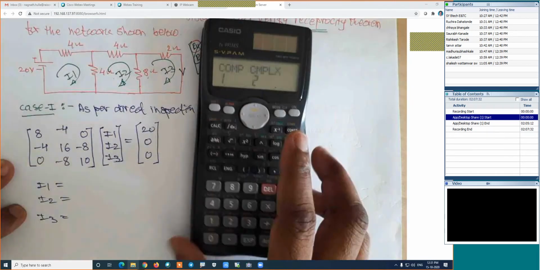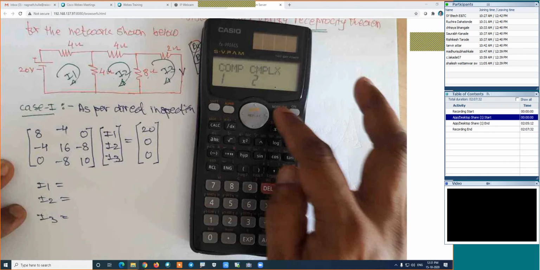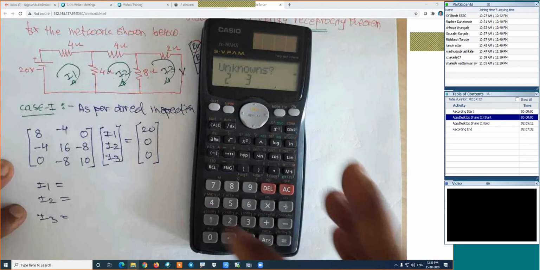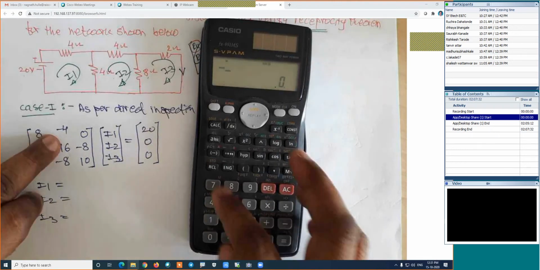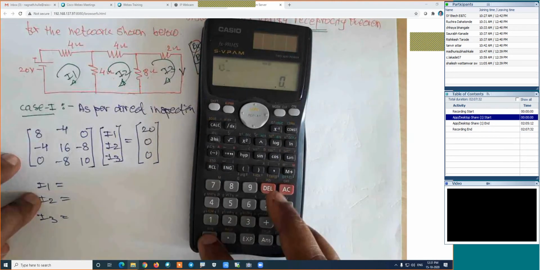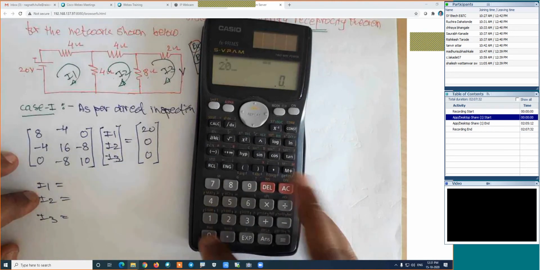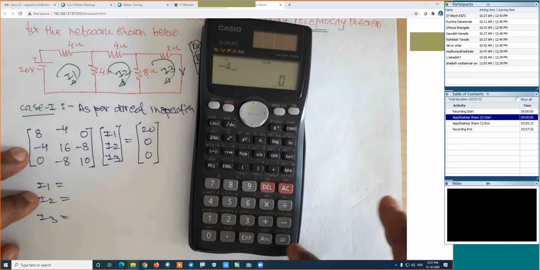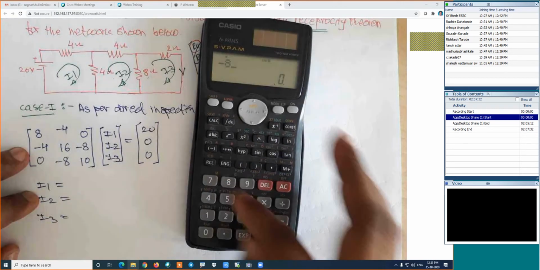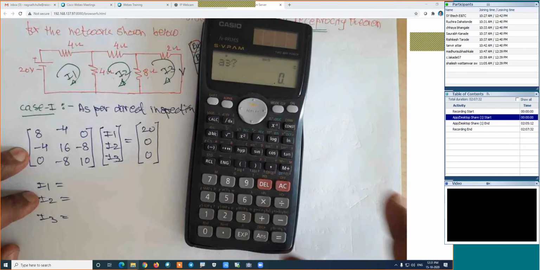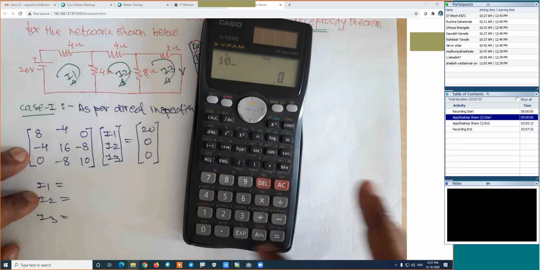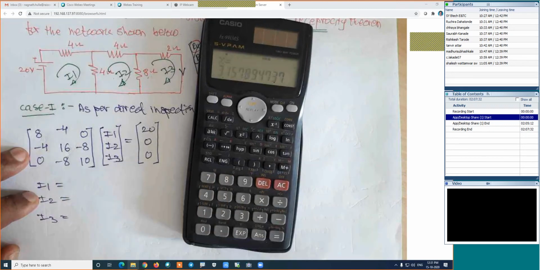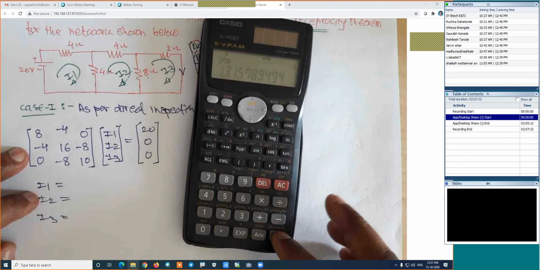I will shift the calculator to the equation mode and select the unknowns as 3. A1 is 8. How much is A2? Minus 4. Then 0. How much is the constant? 20. Then minus 4, then 16, then minus 8, then 0, then 0, then minus 8, then 10, and then 0. Is it right? I will check the values first and then the answers.